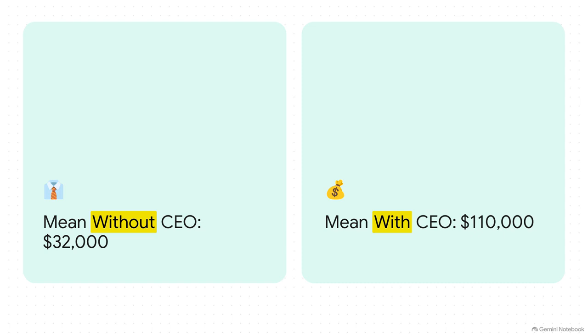But the very second you add that single $500,000 salary into the mix, the mean violently jumps up to $110,000. One single extreme number wildly distorted the mean by $78,000. If that company boasts that their average employee makes $110K, well, it's technically true, but completely deceptive. So the crucial point here is, this is exactly why government reports always use the median household income. It protects the truth from the outliers.